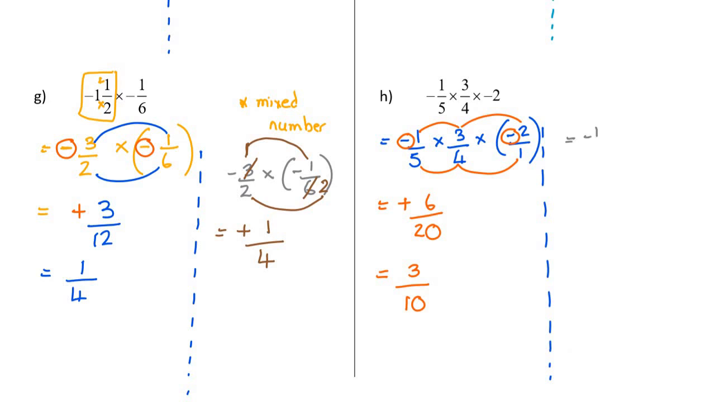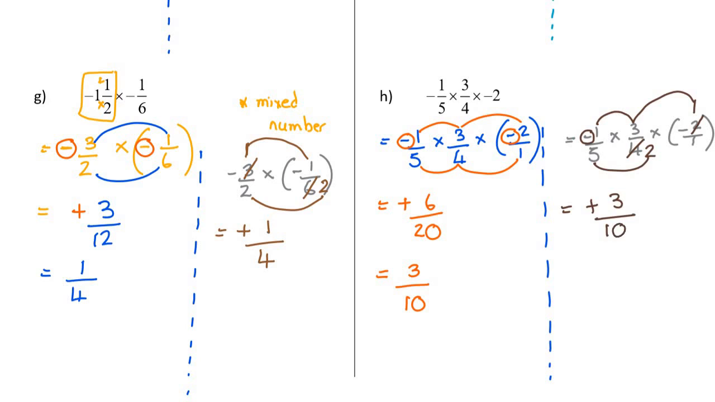Another way to do it would have been negative 1/5 times 3/4 times negative 2 over 1. And again, I would have done the positive immediately because a negative times a positive times a negative is a positive. Now what cross-cancelling can I do here? 2 divided by 2 is 1. 4 divided by 2 is 2. So now top times top times top. 1 times 3 times 1 is 3. Notice I didn't take into account this negative now because I've already dealt with the signs, so I can pretty much ignore them. And 5 times 2 is 10.